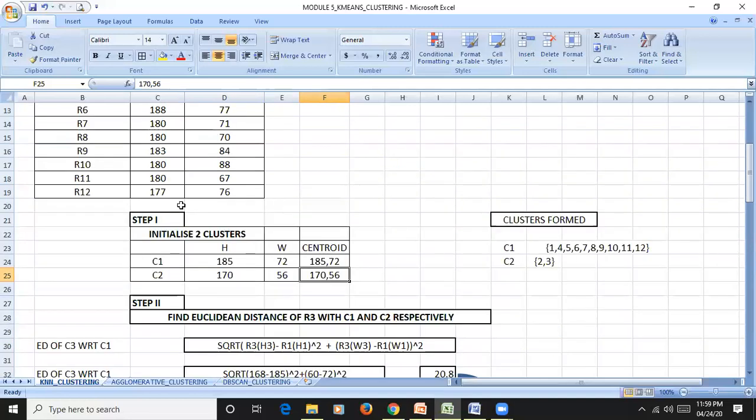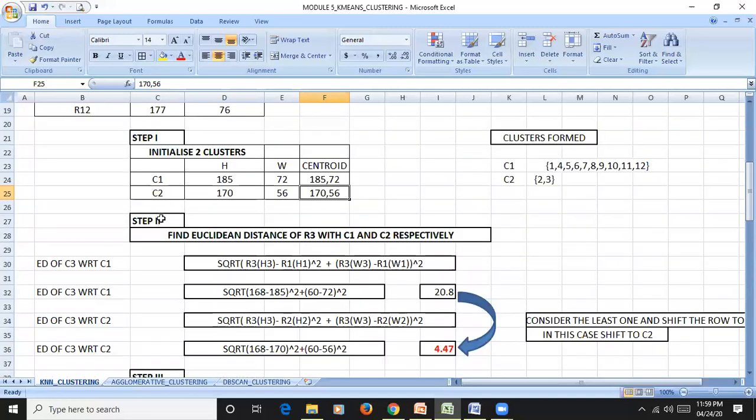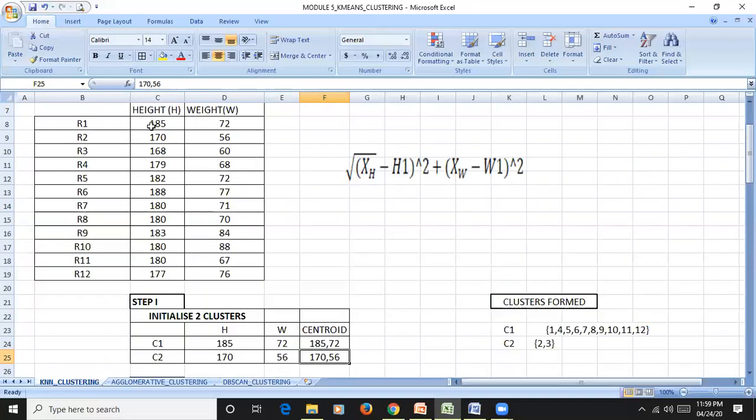Now comes the second step. My second step is to find the Euclidean distance. Now these two I have initialized. The next step is, this is my row 3. Find the Euclidean distance between this height and the first row's height. Then this height with this one, and similarly this with this, with this. Find me the Euclidean distance.